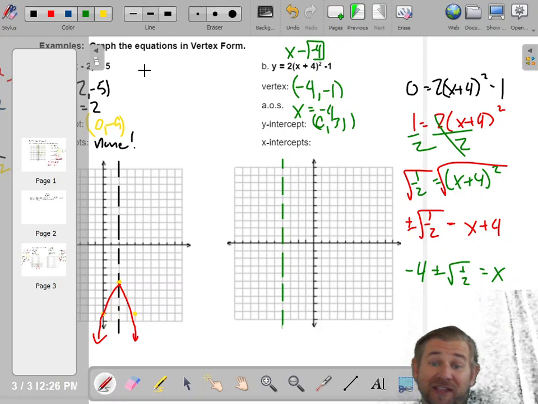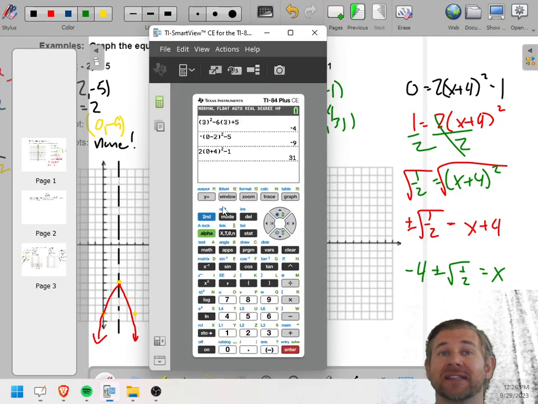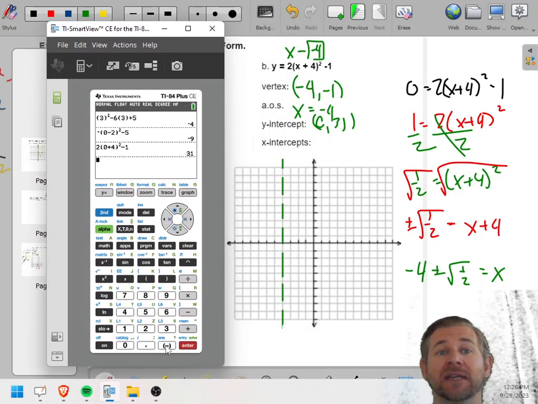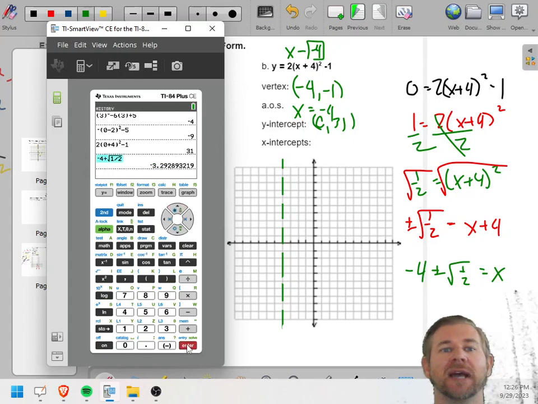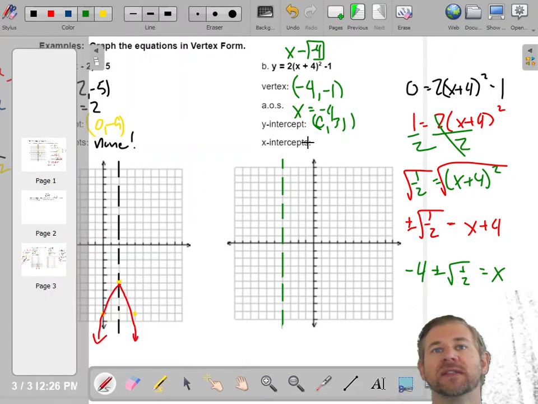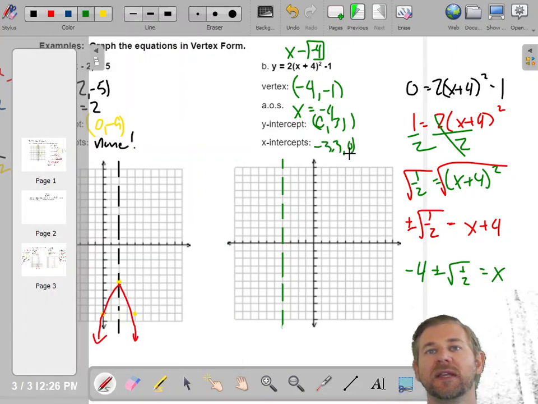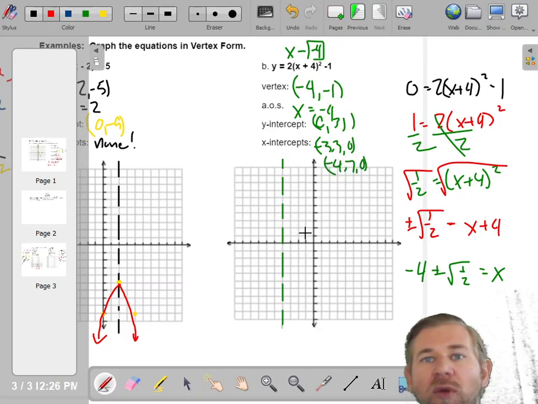And if you're going to graph it, you probably do need the decimal versions of those. So I'm going to type them in. Negative 4 plus the square root of 1/2. And negative 4 minus the square root of 1/2. We'll just change it to a minus sign. So negative 3.3 and negative 4.7. Negative 3.29, that's about here. Negative 4.7 is about there.